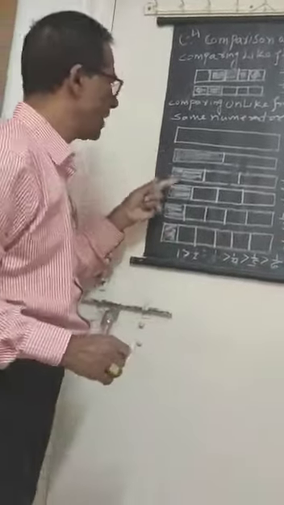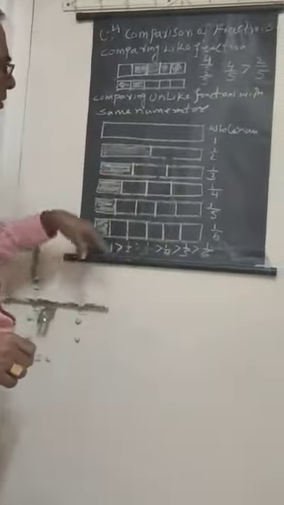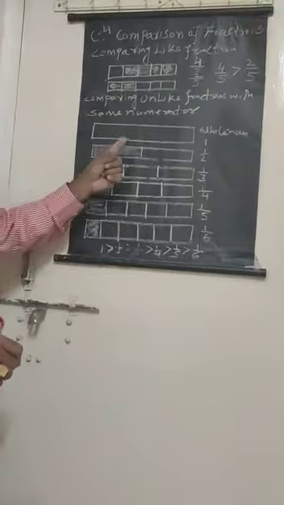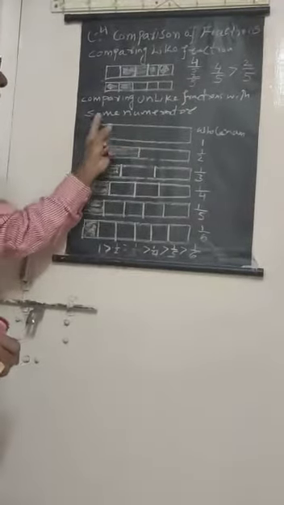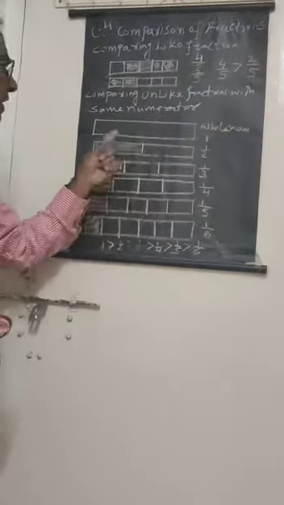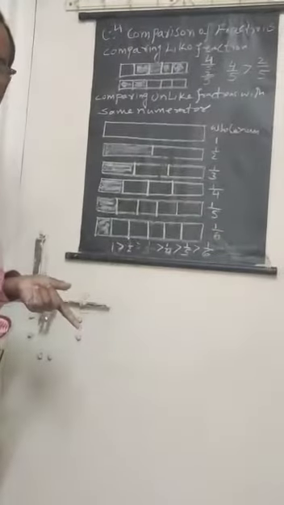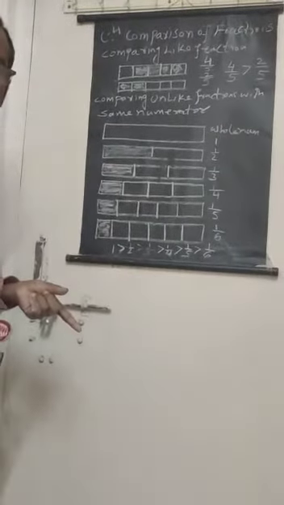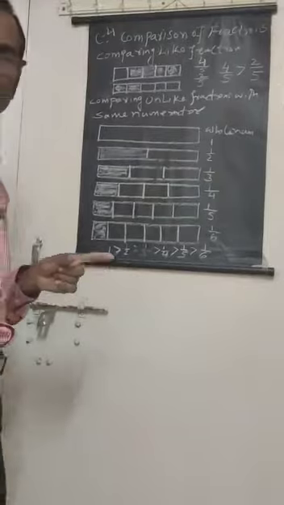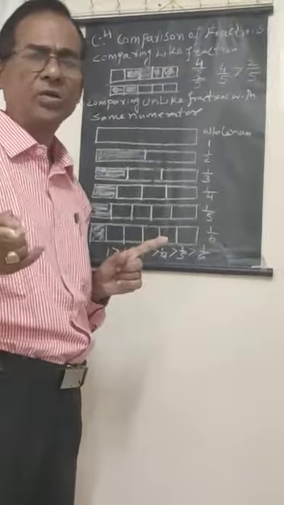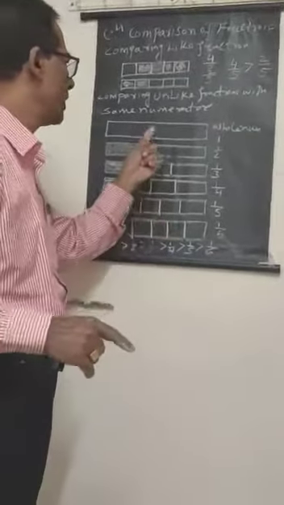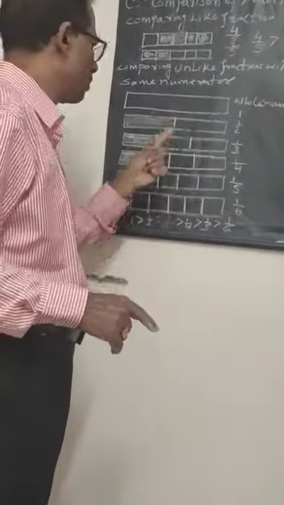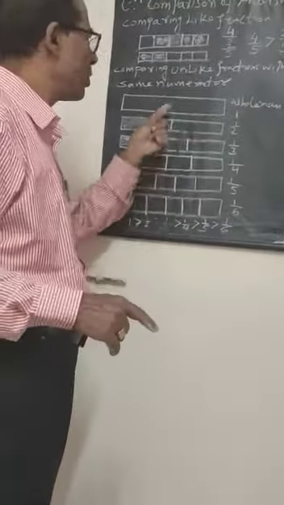So very clearly you can see from this figure that the whole number, that is 1, is greater than all these fractions. That's why I taught you in the beginning that a fraction is always less than 1. So this is the whole number, 1, and it is the greatest among all these.